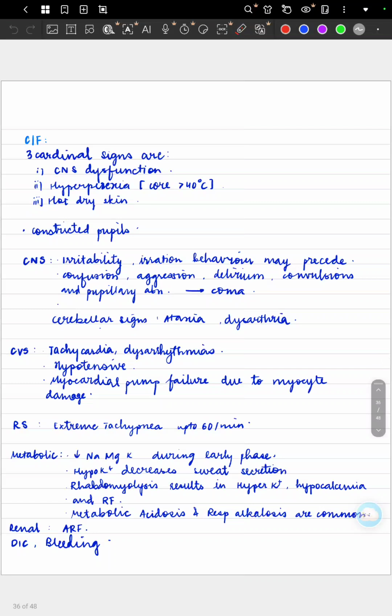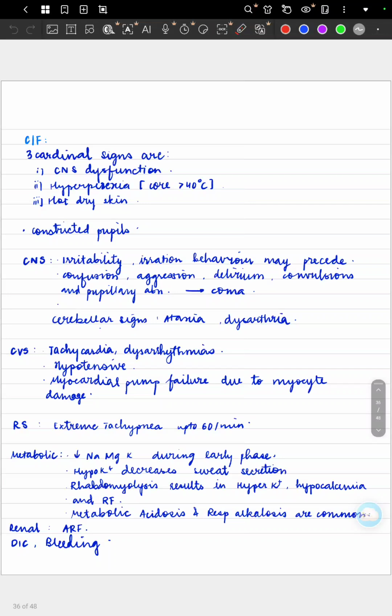The CNS manifestations: first irritability, followed by complete confusion, aggression, delirium, convulsions, and finally the person can go into coma. Cerebellar signs, ataxia and dysarthria, can be seen. Then CVS: first tachycardia and dysrhythmias, then the patient will become hypotensive, with myocardial pump failure due to muscle damage. In the respiratory system, extreme tachypnea up to 60 per minute, followed by silent chest.